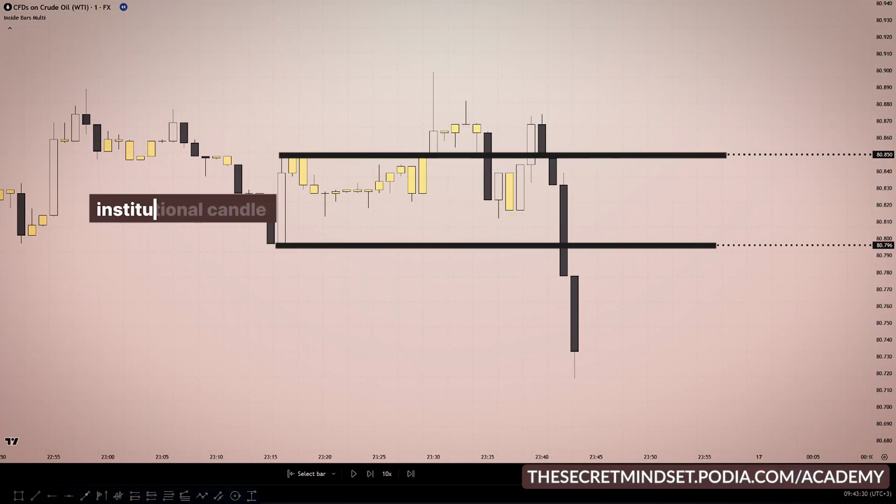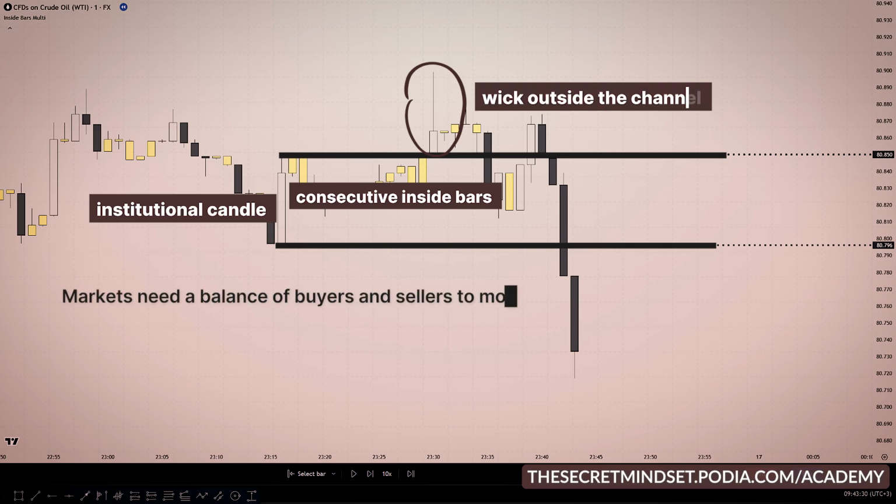But why does this work? It's all about order flow. Markets need a balance of buyers and sellers to move. If everyone's buying, who are they buying from? If everyone's selling, who are they selling to? Smart money uses these sweeps to create that balance.